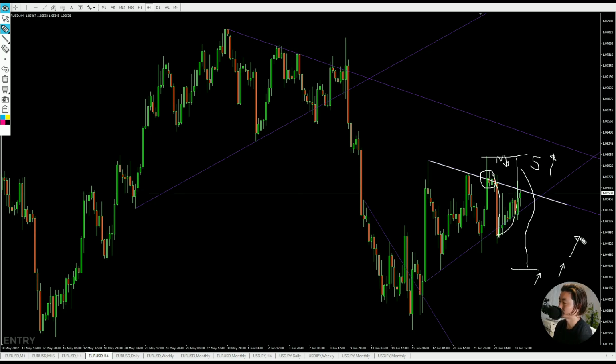However, again, in this case, I'm gonna need a nice pullback roughly to the 1.0440 levels, roughly around here, to take that long entry. Okay, and let me show you another possible long entry confirmation on the 1 hour chart that I'm looking at. So let's go over to the 1 hour chart.